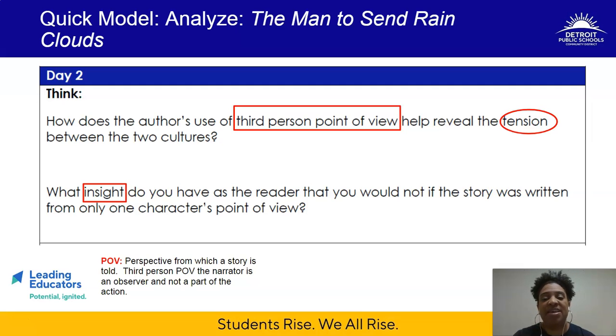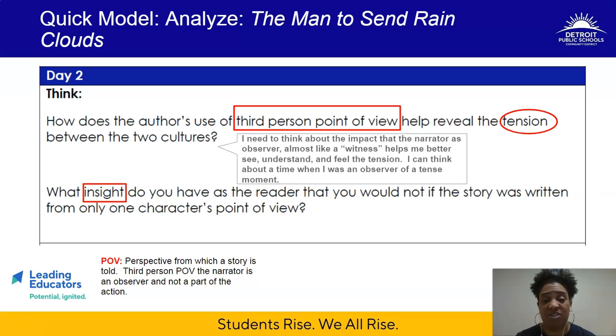Okay. And tension, remember we talked about the idea of tension, otherwise known as conflict, exists when two characters are having competing desires, expectations, feelings, etc. So we're trying to look at how does the author's use of this idea of point of view related to the narrator as observer, so standing on the outside of events, help us as the reader to better see the tension between the two cultures. So I need to think about the impact that the narrator as observer, or I can also say narrator as witness, helps me better see, understand, and feel the tension.